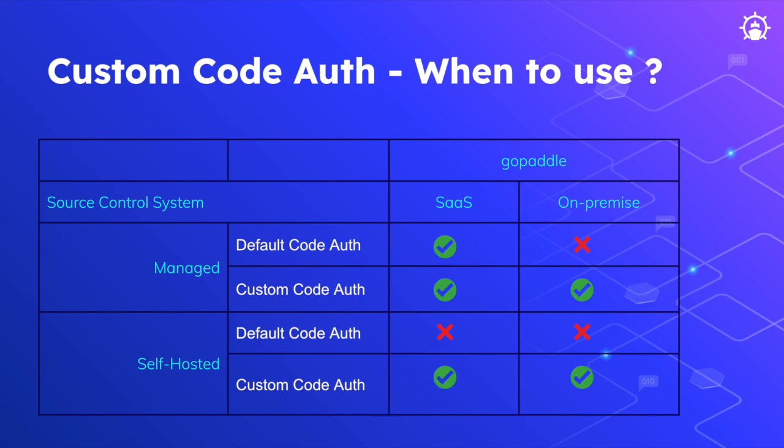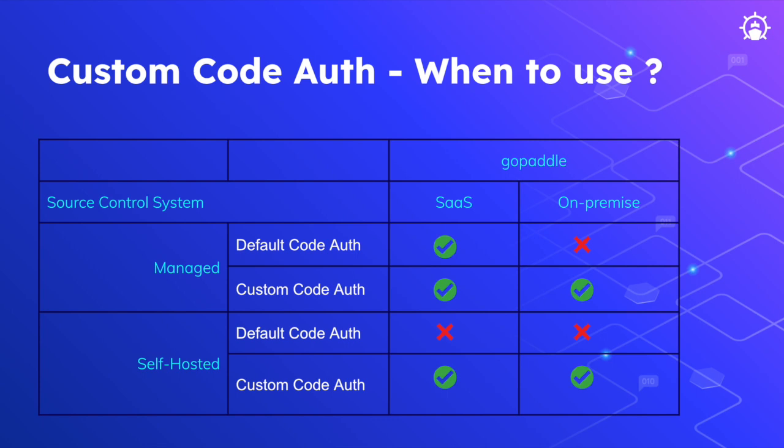In case of a gopaddle SaaS edition, you can use the platform-provided default authenticators. Default authenticators are maintained by the gopaddle team. You can choose to create your own custom authenticator as well. In case of gopaddle on-premise edition, there are no default authenticators. You need a custom authenticator to register the source code projects.